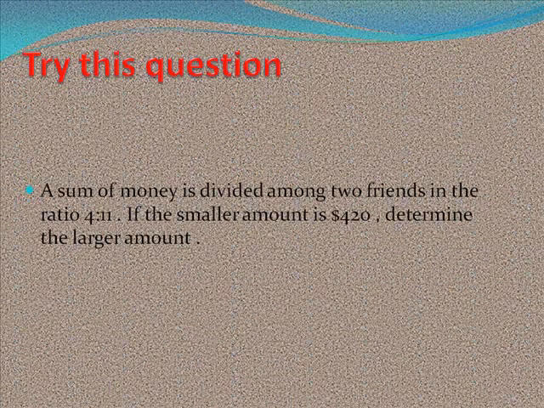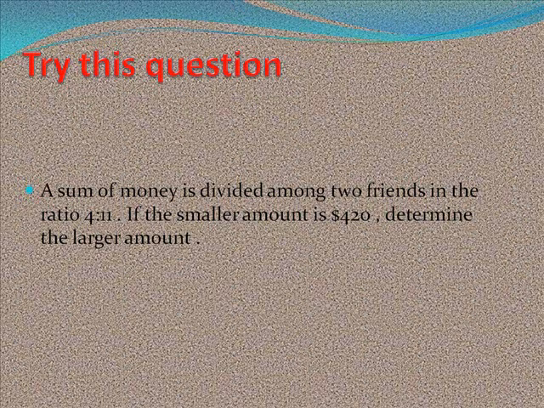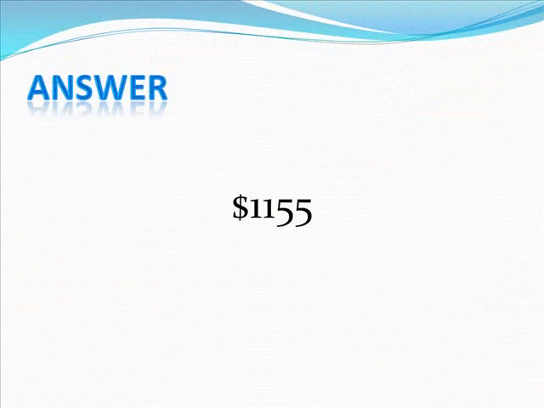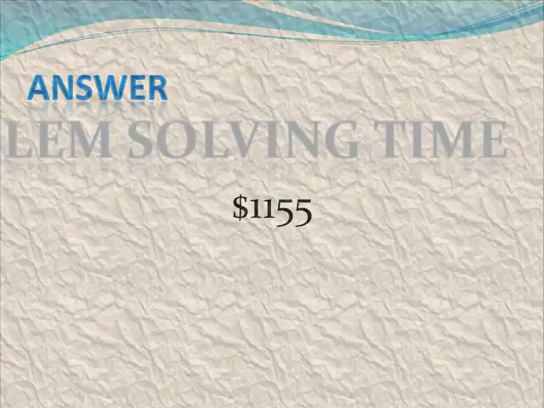Try this question. A sum of money is divided among 2 friends in the ratio 4:11. If the smaller amount is $420, determine the larger amount. And once again, at this moment you are going to pause the video and try this question. The answer is $1,155.